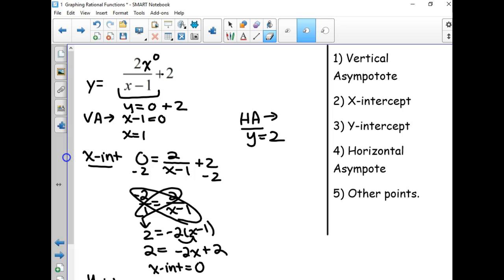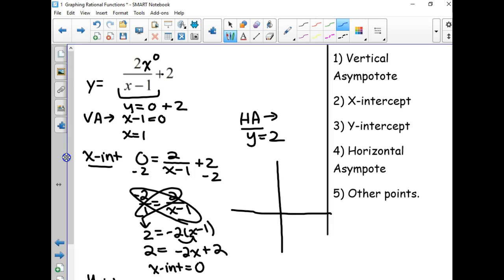And before we find the other points, what did I say it would be helpful to do first? To graph it, okay? I know I have a vertical asymptote at x is equal to 1. x is equal to 1 is right there. I'm going to plot a point and then make a vertical line through it. I have a horizontal asymptote at y is equal to 2. I have an x-intercept and a y-intercept at (0, 0).